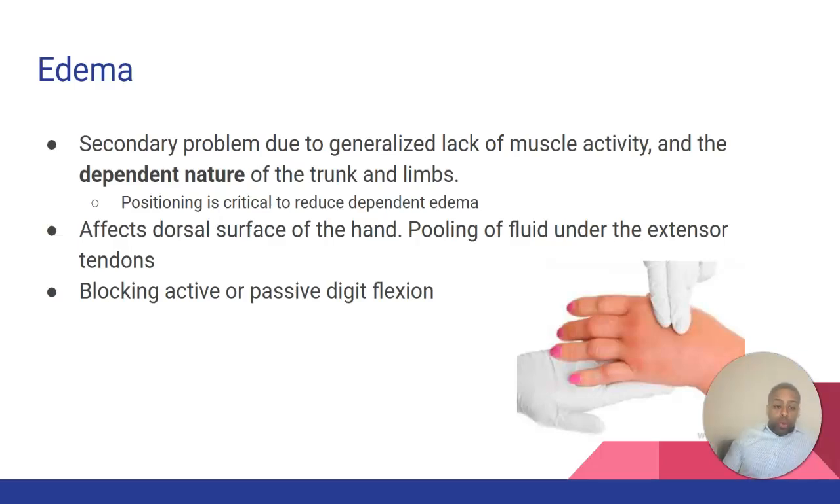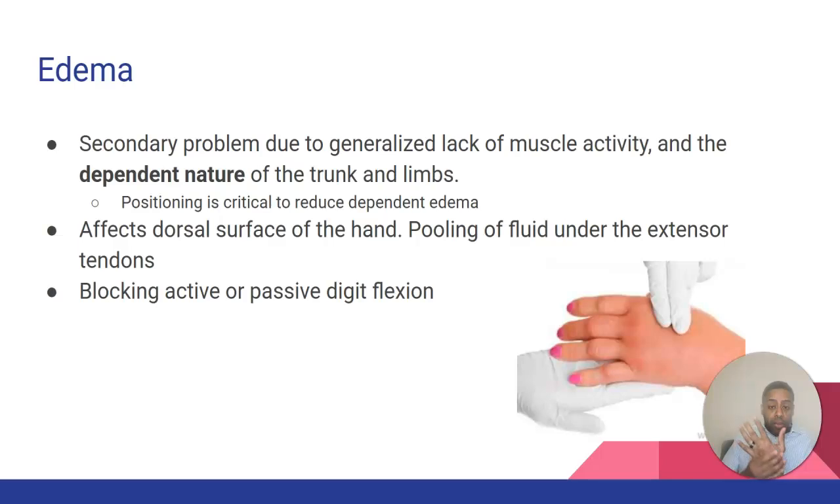This pooling of fluid essentially could create pressure on the extensor tendons, and it blocks any active or passive flexion, right? And it's important that we deal with edema. We are very diligent in dealing with edema because if the edema accumulates, it can be painful, of course. It can also apply pressure on the extensor tendons and makes it difficult to passively or actively bend the fingers. And so what could potentially lead to is stiff hands, right?